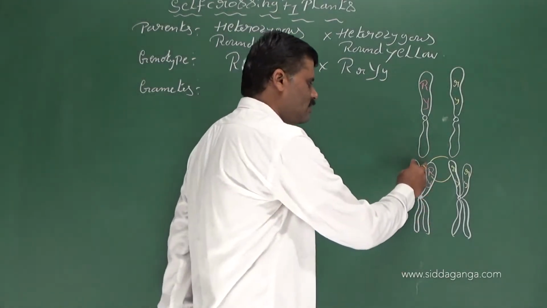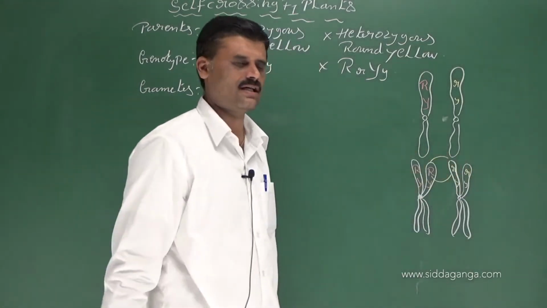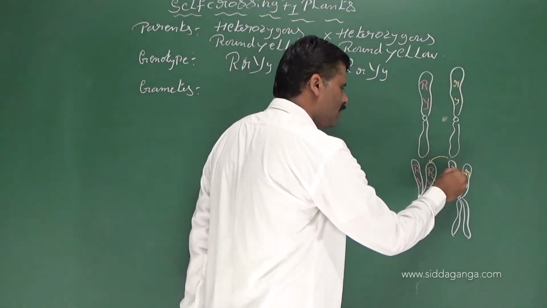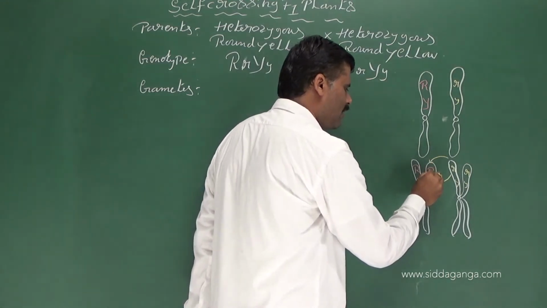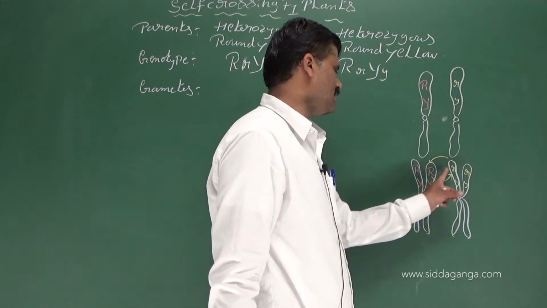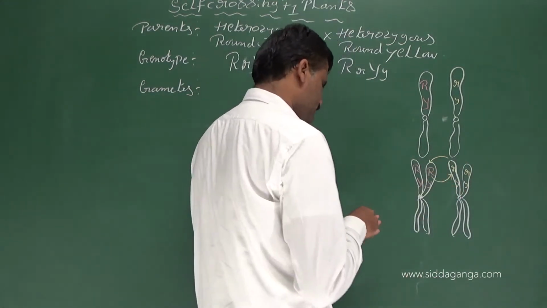These two are sister chromatids. These two are sister. These two are non-sister. Exchange of genes occurs. Small r will come here, and capital R will go there, right? Like that, exchange of genes occurs. So what happens? See here.